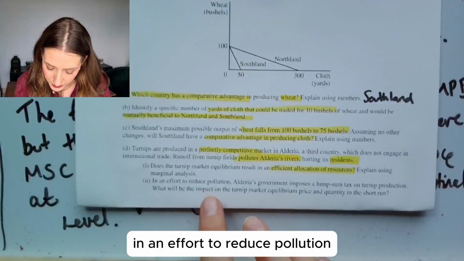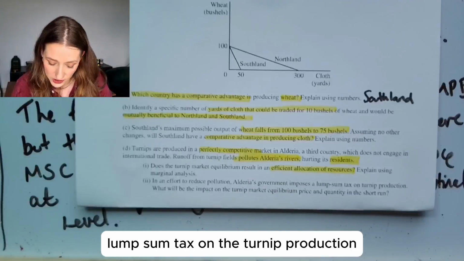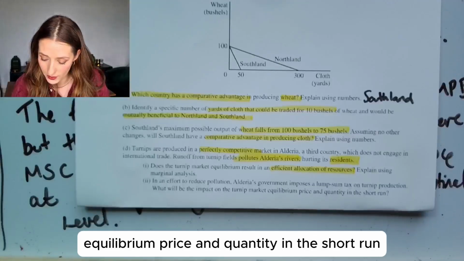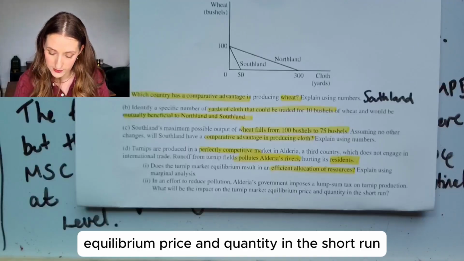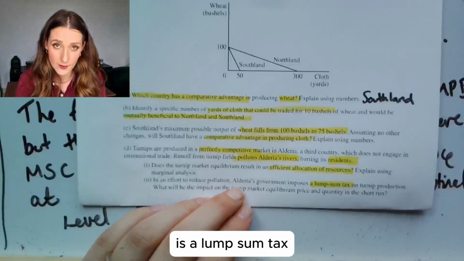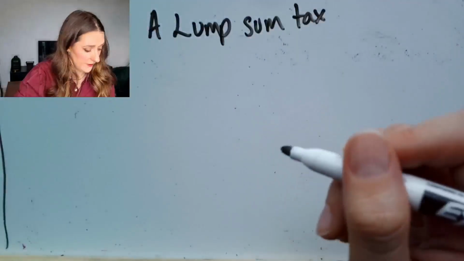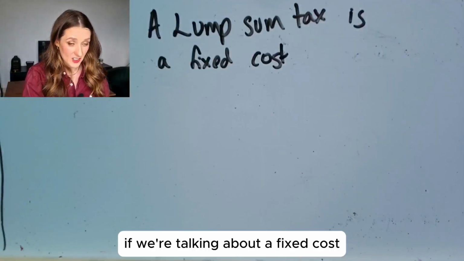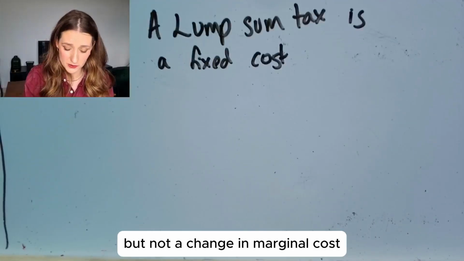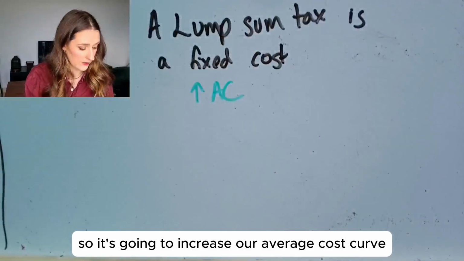In an effort to reduce pollution, Algeria's government imposes a lump sum tax on turnip production. What will be the impact on the turnip market equilibrium price and quantity in the short run? The key bit of information is that this tax is a lump sum tax. A lump sum tax is a fixed cost to firms. If we're talking about a fixed cost, we're talking about a change in average cost, but not a change in marginal cost. So it's going to increase our average cost curve.